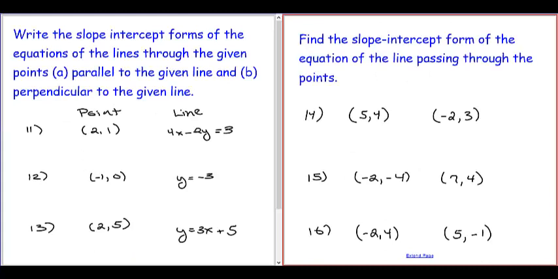So finally we have 3 more examples where I give you 2 points and I ask you to find the equation of the line in slope-intercept form.